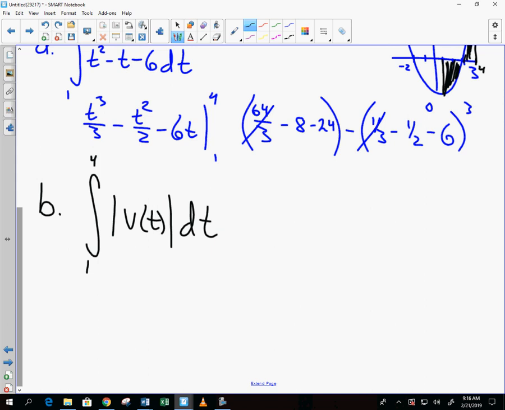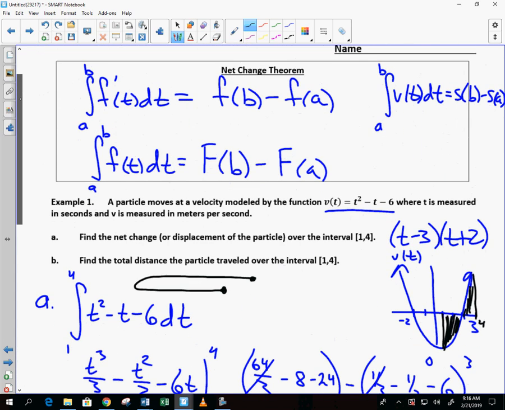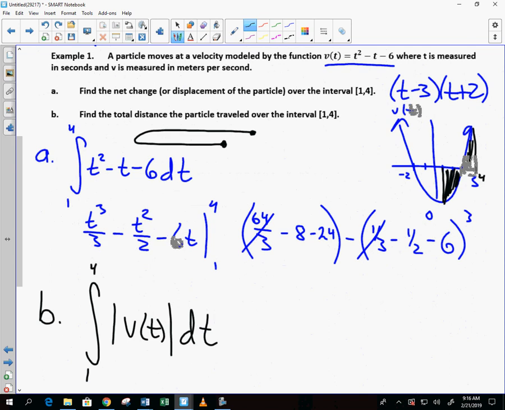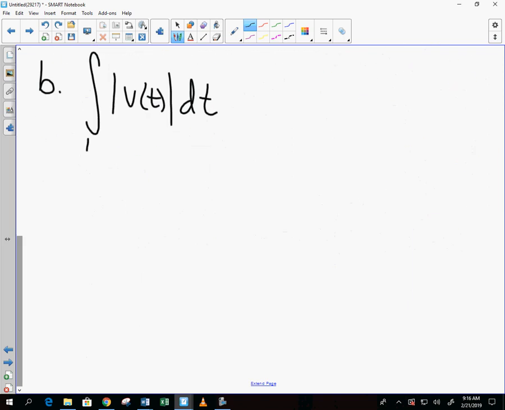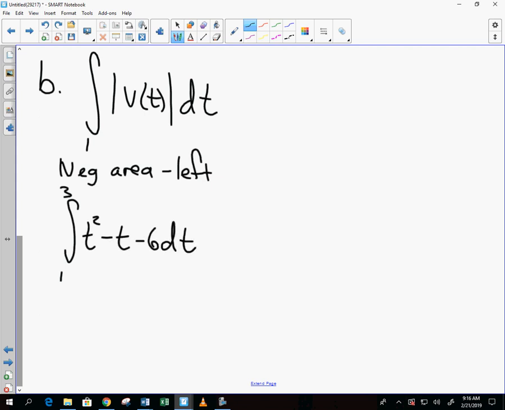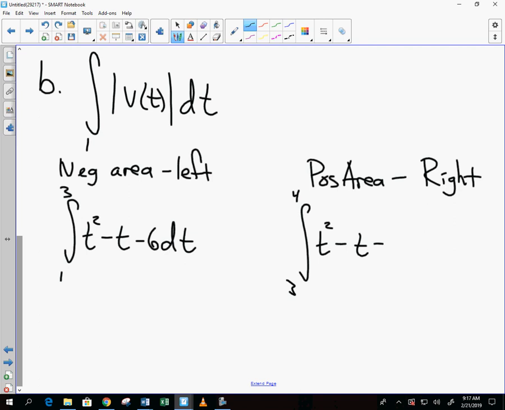So we're going to do the integral of the absolute value of the velocity function, 1 to 4. In order to do that, we have to consider the negative area and the positive area. Tell me, where does it change from negative to positive? At 3. So we're going to break it up into 2 integrals. We're going to break up the negative area, and that would be from 1 to 3. That's how far it's traveled in the left direction. And then we're going to do another integral, the positive area, or how far it traveled in the right direction. And that will be the integral from what to what? 3 to 4. Very good. t squared minus t minus 6 dt.